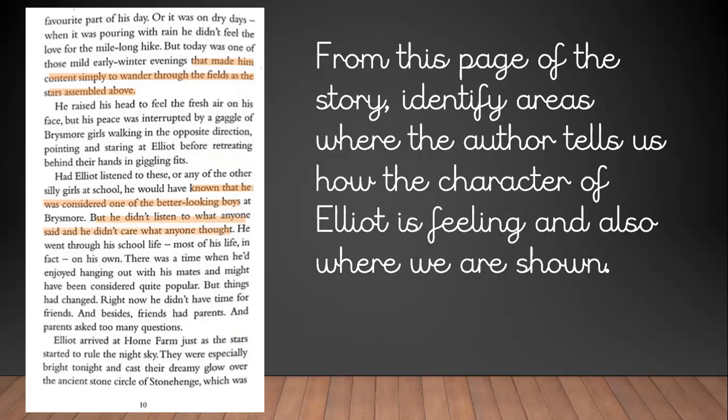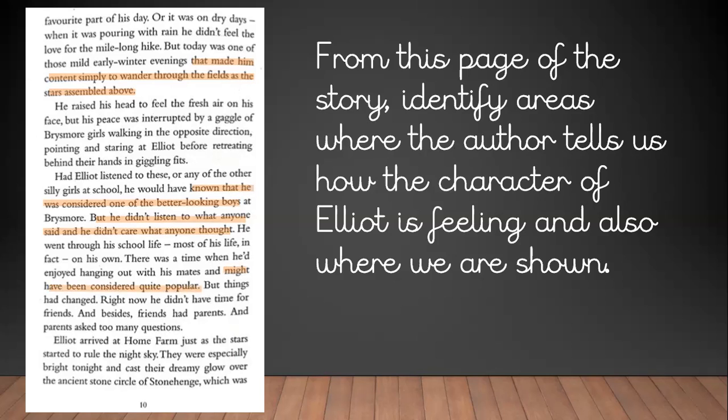I think here, we're also being told how Elliot is feeling. So we are being told that he doesn't know he is one of the better looking boys. So he's a little bit oblivious, we're being told there, a little bit aloof maybe, a little bit distant from the other groups. And that's backed up by the next point, that he didn't listen to what anyone said and he didn't care what anyone thought. He's clearly quite independent. He's clearly quite, maybe a bit isolated, but he's certainly happy to be distant from the main group of children. He doesn't listen to them. He doesn't really care what they're saying. He's not really involved. Potentially a little bit of a loner for whatever reason.